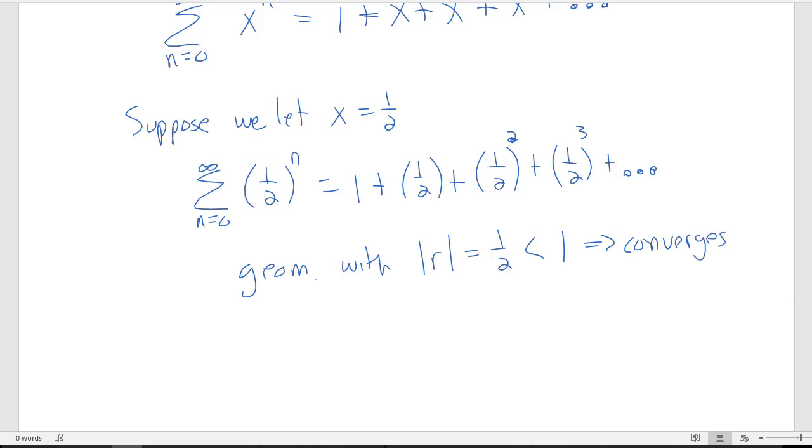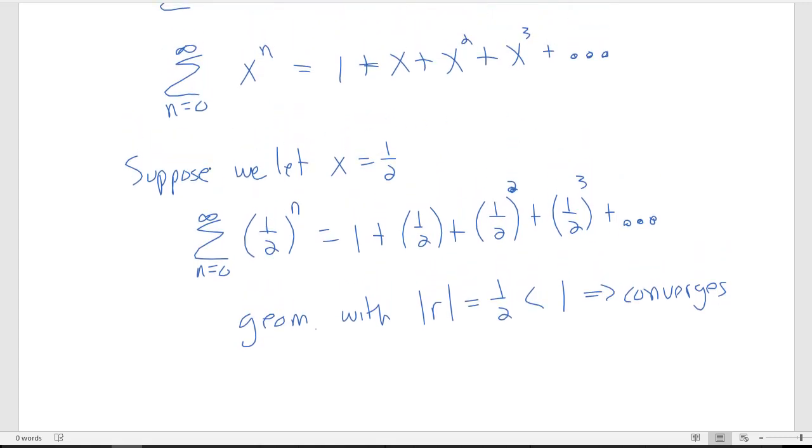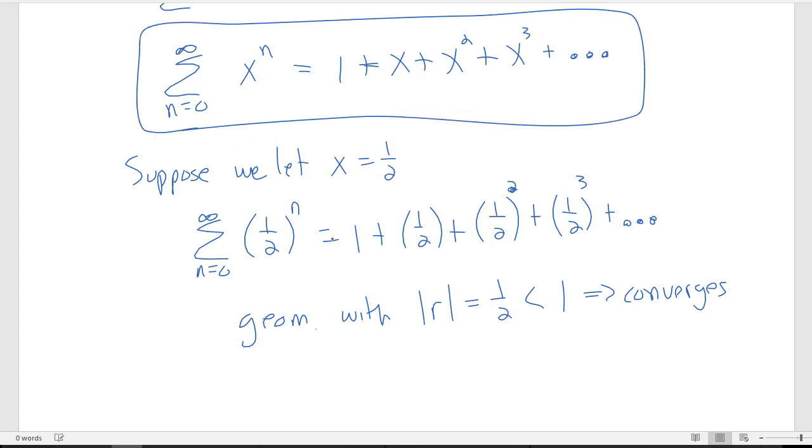Okay, so I might ask the question then, let me scroll back up. What values of x will make this series here converge? When I pick the c sub n's to be 1, what values of x will make that series converge? By plugging in x equals 1/2, we have found one value of x. Well, what other values of x will this series converge?